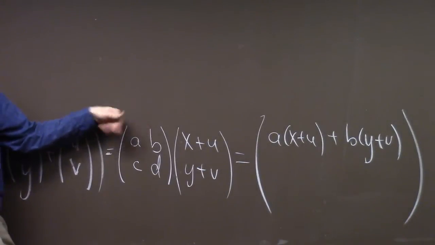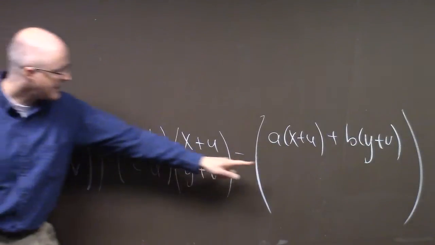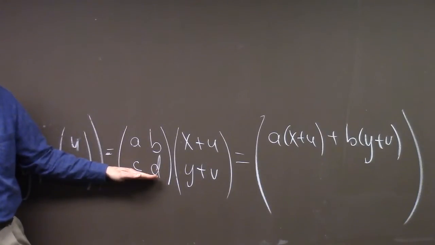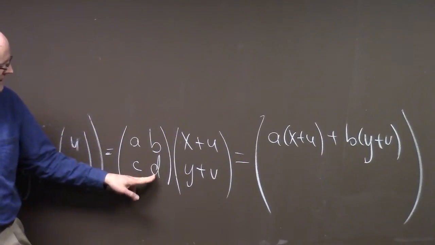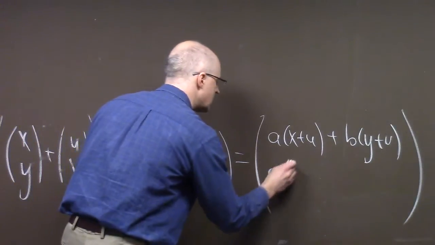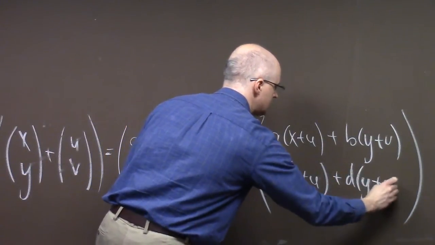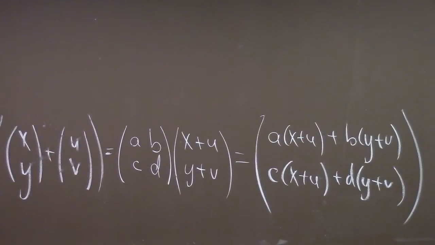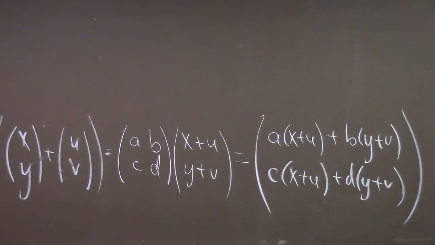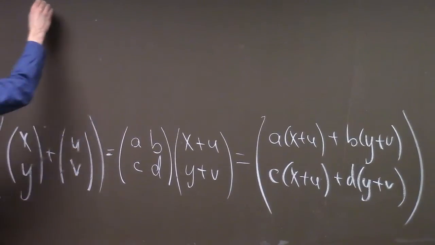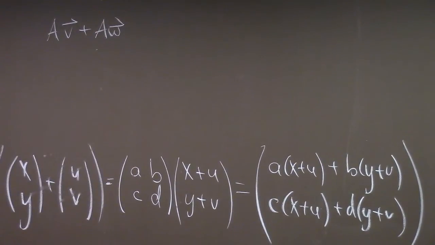In effect, I called that the dot product of the first row with this vector. And then for the second entry of the product, take the second row and do the same kind of thing. Take its dot product with this vector, c times x plus u plus d times y plus v. Let's just leave that as is. I could distribute the a, b, c, and d through the parentheses in there. Let's just leave it as it is for the moment. And up here, let's also compute Av plus Aw. Let's see what we get.